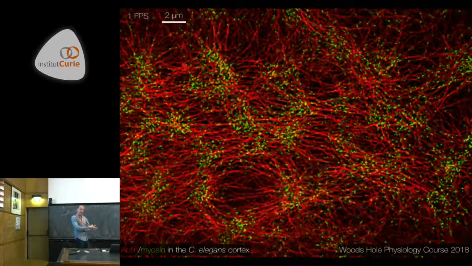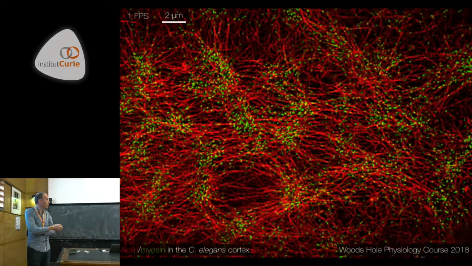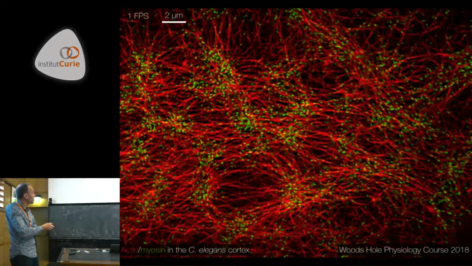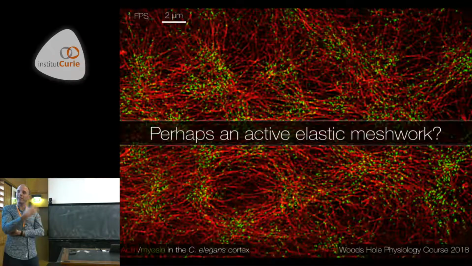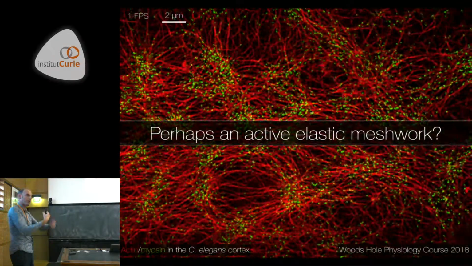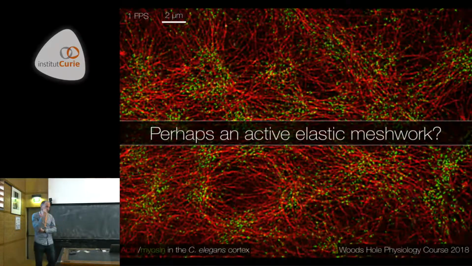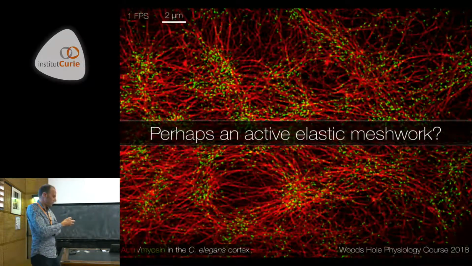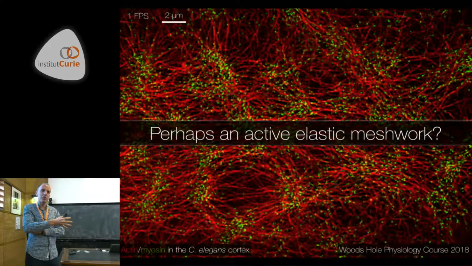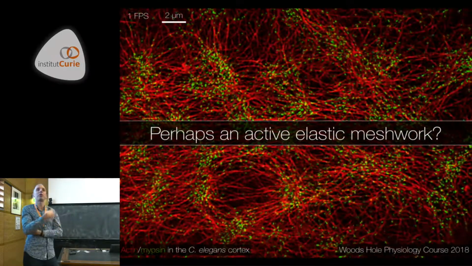But if you just look at movies like this one, of course, the impression you might get is that this is really a network, perhaps an elastic-like meshwork of interconnected actin filaments and myosin motor proteins. Myosin minifilaments in this meshwork generate forces, and this somehow drives the flow. So the first thing to note is that it's, of course, elastic on short times, but the system is also characterized by a huge amount of turnover.